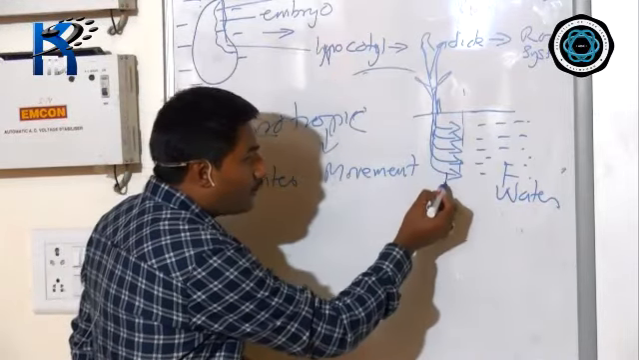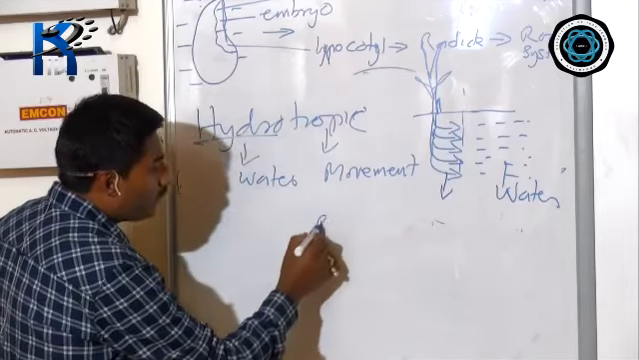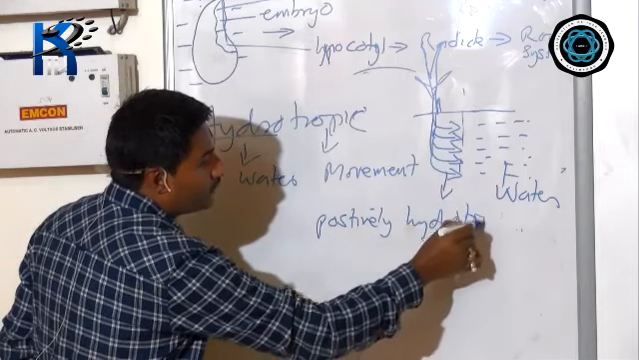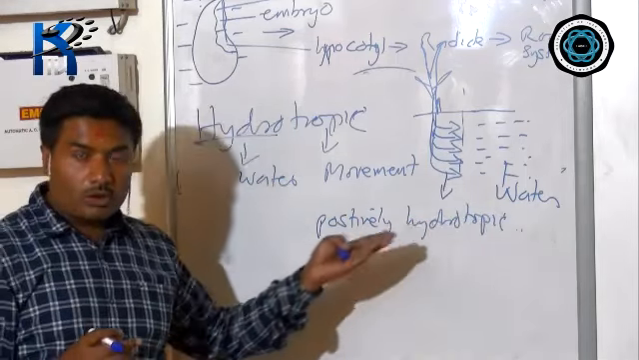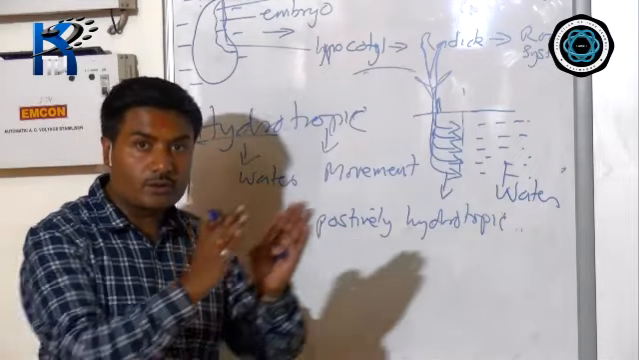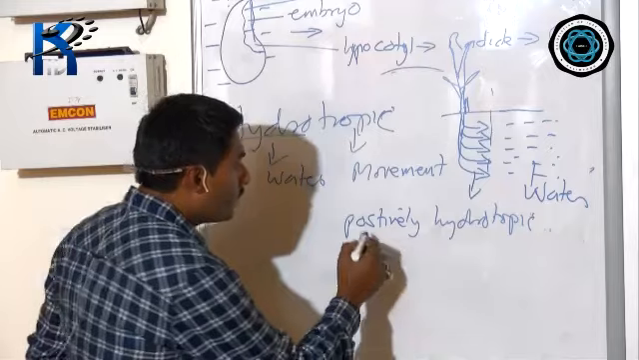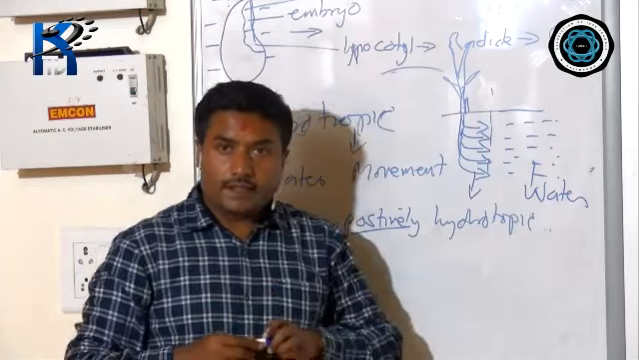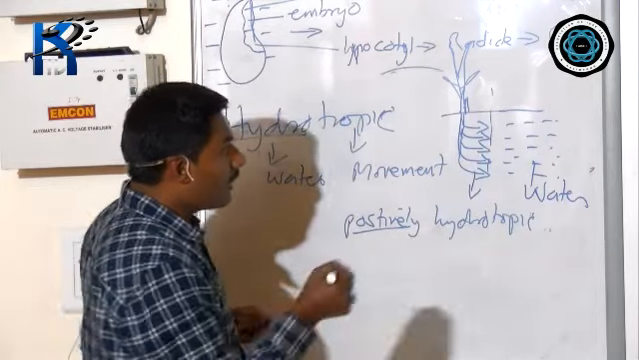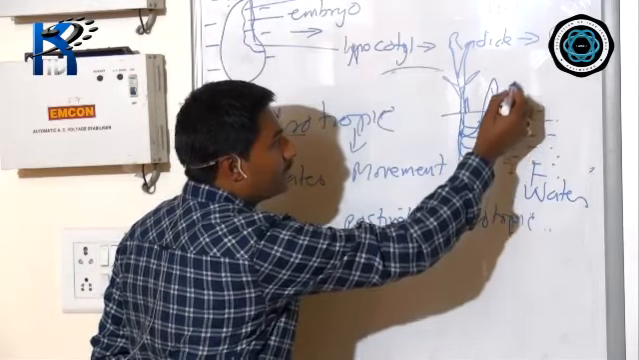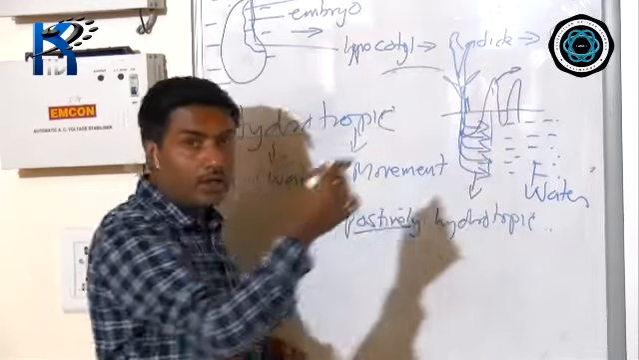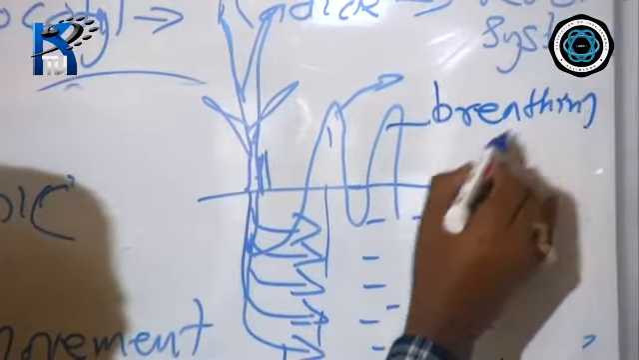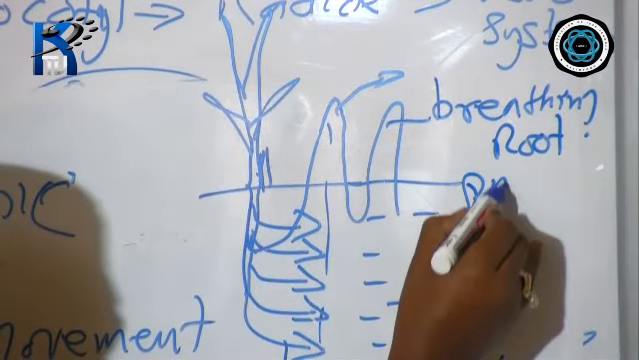Next thing, you can also use one term called positively hydrotropic. That means most of the roots grow towards the source of water. When they are growing towards the source of water, we use the term positively hydrotropic. There is one more thing. There are roots which come out of the soil like this. You call them breathing roots, or pneumatophores.